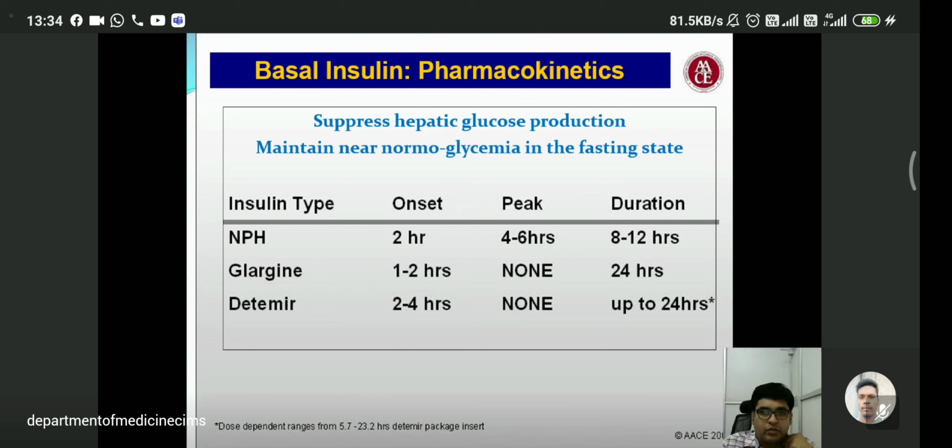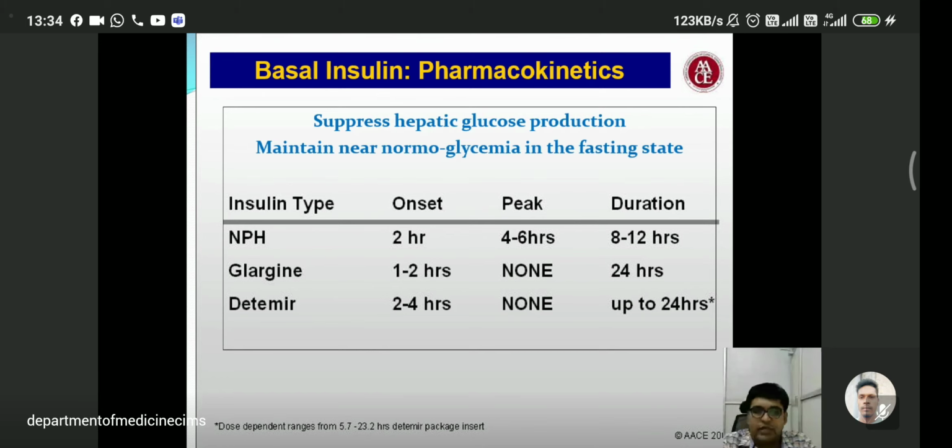Its types are NPH, glargine, and detemir. These are the three types. Everyone should know the classification. Definitely, you read it in second year. Everyone knows the classification of OHA and insulin, everything. But again, you should read it again and learn it by heart: its onset, its peak, and duration. Every insulin, every type, its onset and duration, and side effects of all oral hypoglycemic agents. It is very, very important.